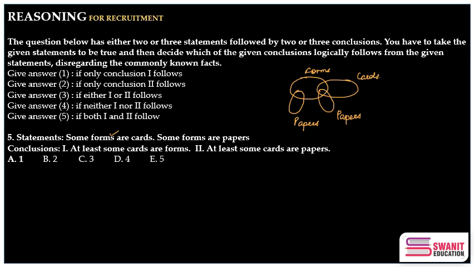Now let's check for the conclusions. At least some cards are forms. At least some of the cards are forms. Definitely true, because in the statement it's given that some of the forms are cards. That means first conclusion is correct.